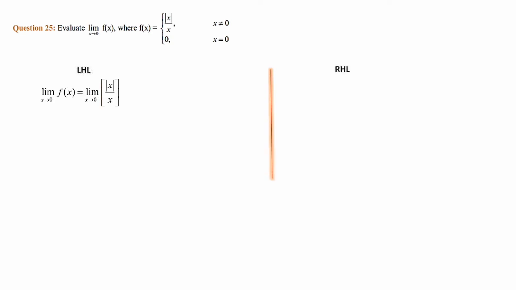Left hand limit is equal to limit x tends to 0 minus f of x. 0 minus means left hand side of 0, where we use this function modulus of x by x. So limit x tends to 0 minus modulus of x by x. And on the right hand side, limit x tends to 0 plus f of x, we will also use this function, modulus of x divided by x, because it is for x not equal to 0.